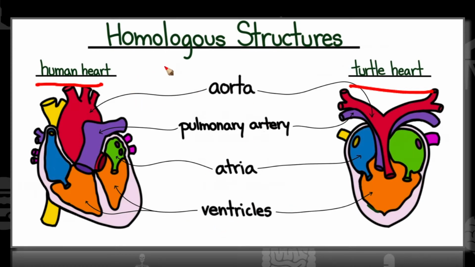But again, homologous structures indicate that the similarity between the mechanical structures of these 2 organs points to some sort of common ancestor because of the existence of these structures here.